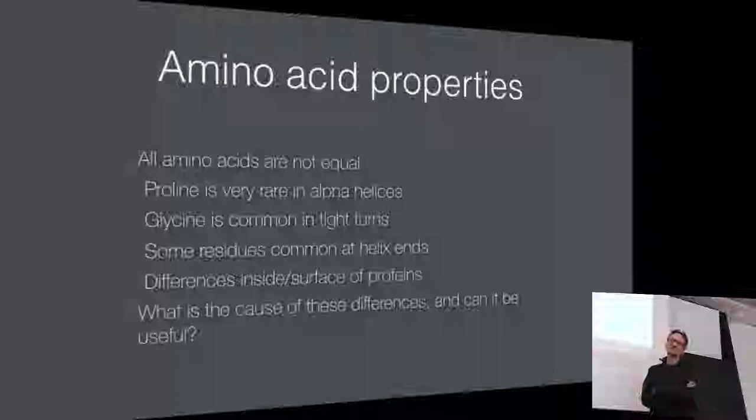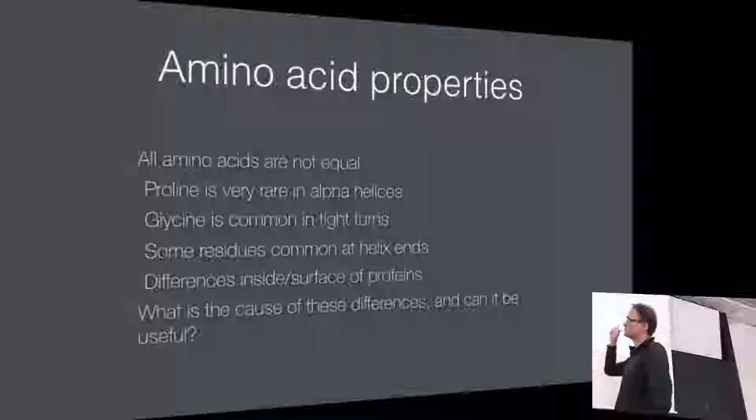Proline was one of them. If you have an alpha helix prediction and you suddenly see a proline, you realize that proline is going to break the alpha helix. Why? Because proline can't create the hydrogen bonds that are necessary. So if you put a proline in an alpha helix, you will get a kink in the helix and it will break it right away. Glycine is very small, so it's going to be common in tight turns, and there are a few other amino acids that are good to have a gut feeling about.